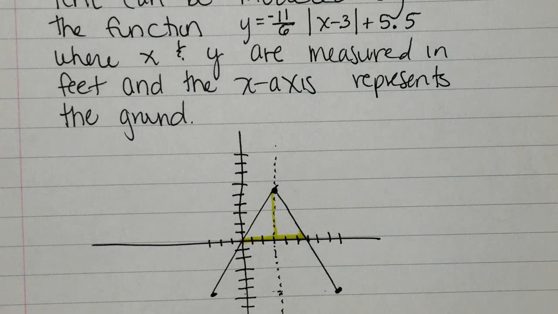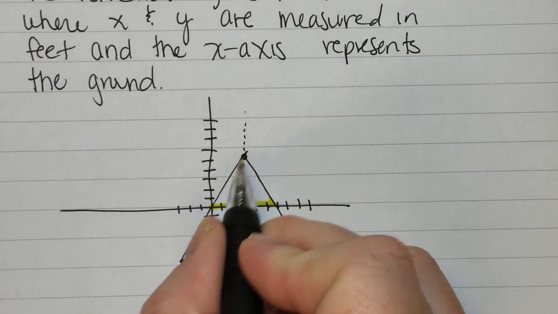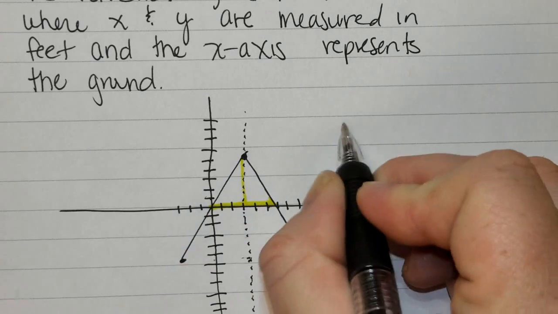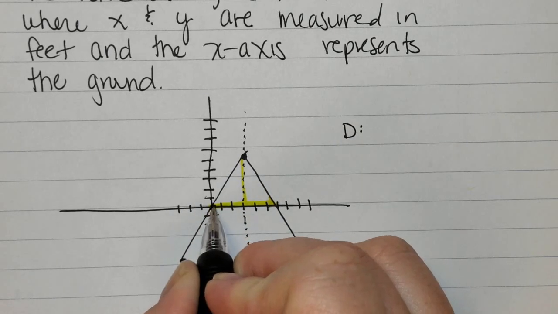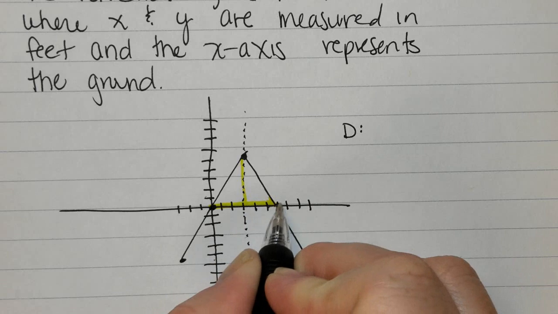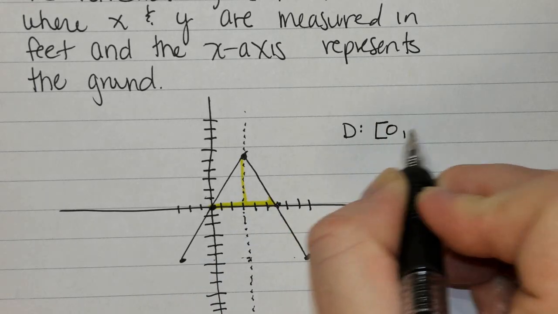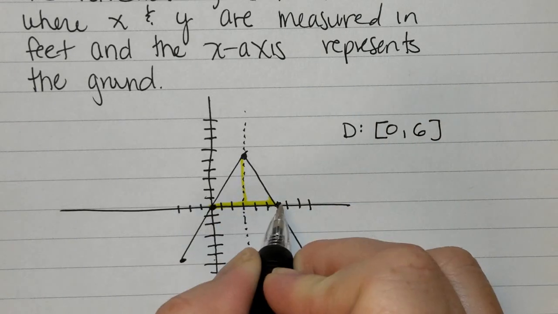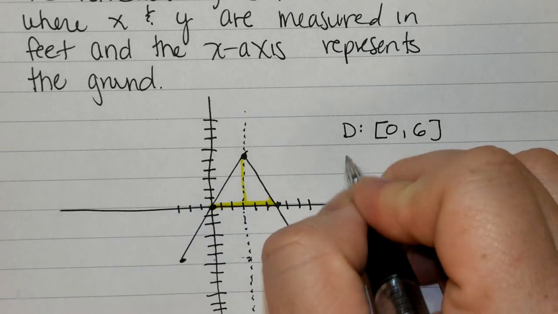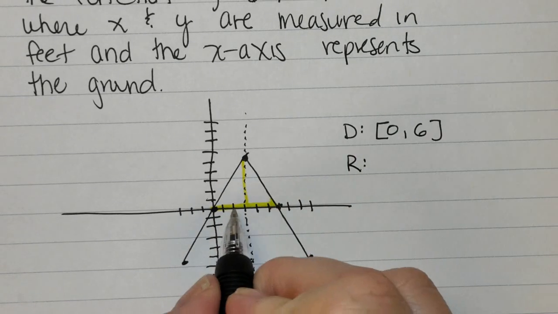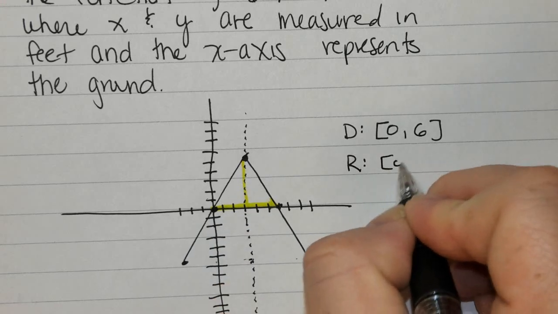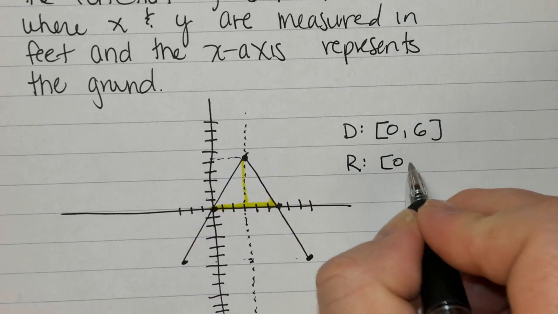The first question with this problem is to identify the domain and the range, and then we're going to interpret it with the given context. So the domain and range. So this tent, the domain, it's from 0 to 6. From 0 to 6. It's at 0 for an x and it's at 6 for an x. The range is on the ground, which is 0, and it's as high as 5.5.